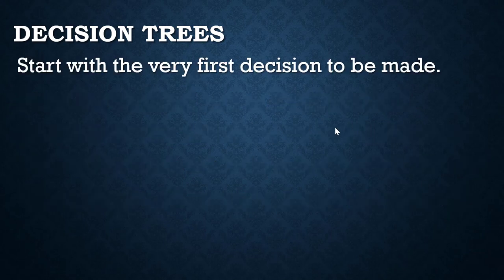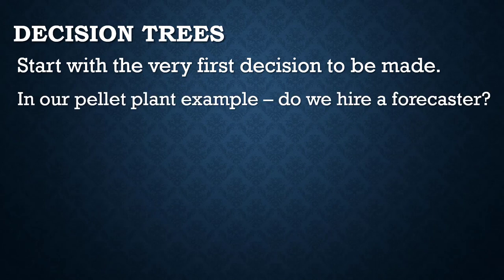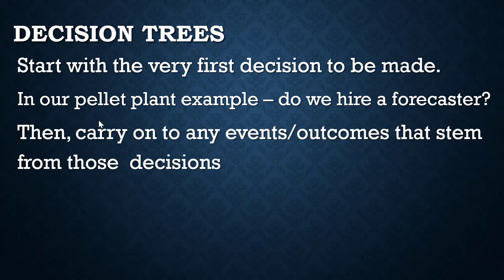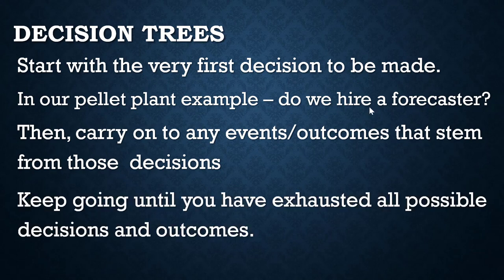And so how to set up your tree, you're going to start with your very first decision to be made. So you need to think about what is the very first decision we're going to make. In the pellet plant example, the first question to ask ourselves: do we hire a forecaster, yes or no? And then from there you carry on and map out all of the next events that stem off those decisions and the next decisions and then the next events off of those, and you exhaust all of your possible decisions and events until you're all the way through your whole list of these scenarios.